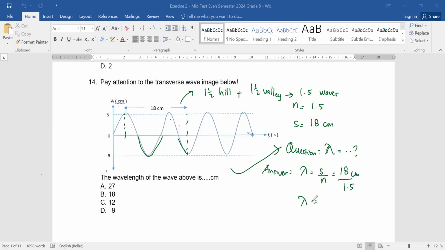So in one wave, lambda is 18 divided by 1.5, which is 12 centimeters. So the answer is C, 12 centimeters. That's question number 14.